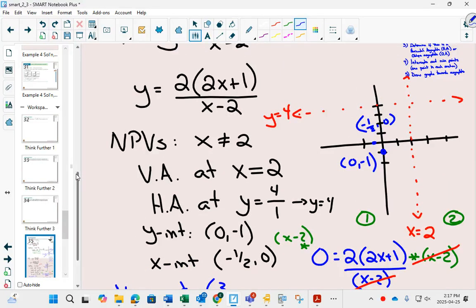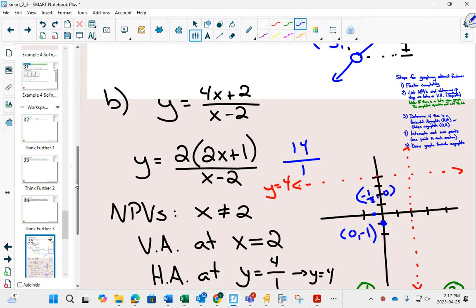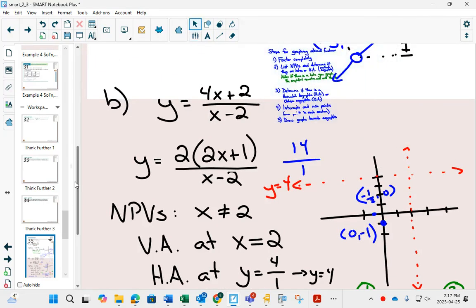plug that into the original equation. Can you see the bottom would be 3 minus 2? Is 1. Here, I'll just do my mental math as 2 times 3 is 6, plus 1 is 7. 7 times 2 would be 14. So, on my graph, I would go to 3, 14. Oh my goodness, move this out of the way. That is way up here. Label it.